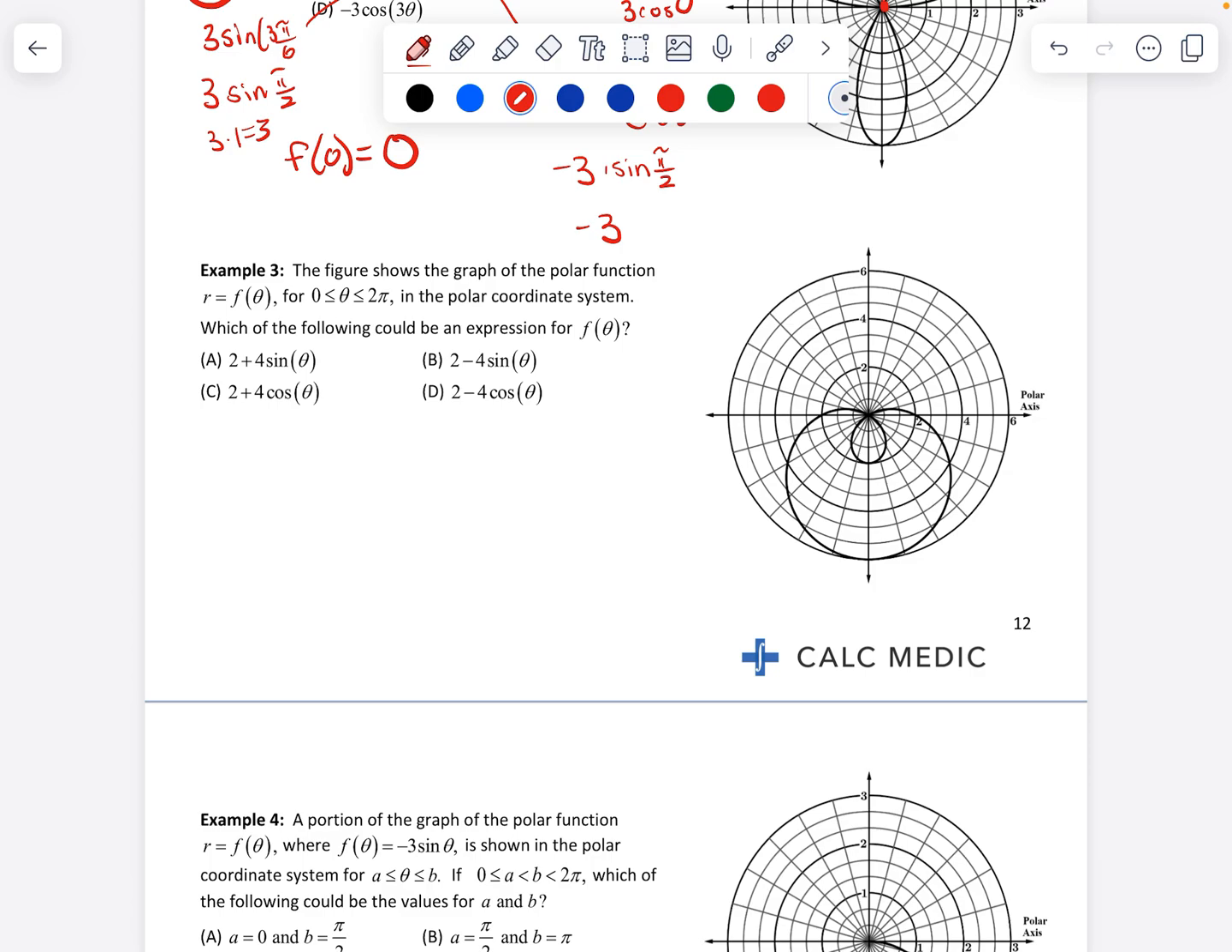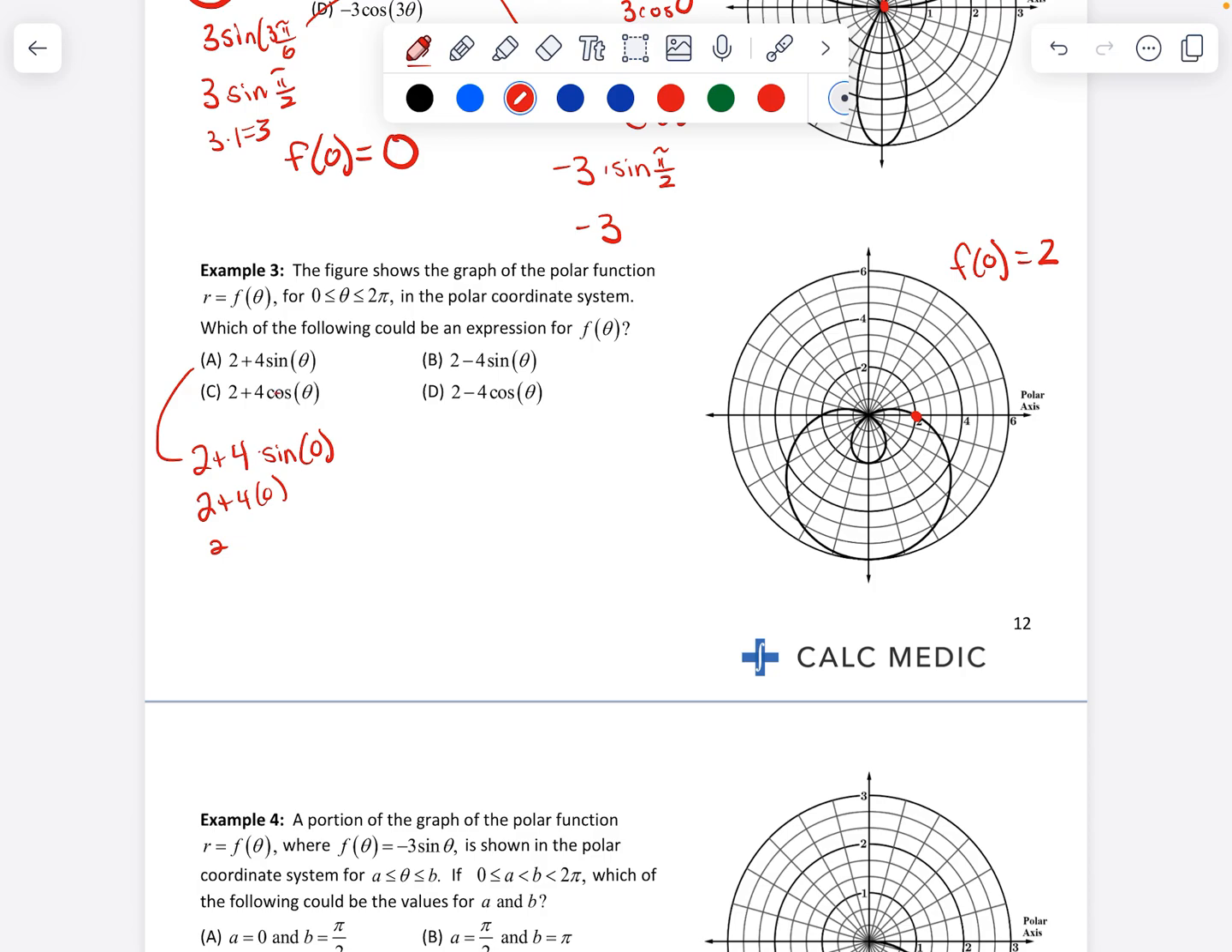So let's try 0 again. So f of 0 is 2. Okay? So when our angle is 0, what is the sine of 0? So this one, 2 plus 4 times the sine at 0. Well, our sine at 0 is 0. So this would be 2 plus 4 times 0, which is 2. So it could be that one.